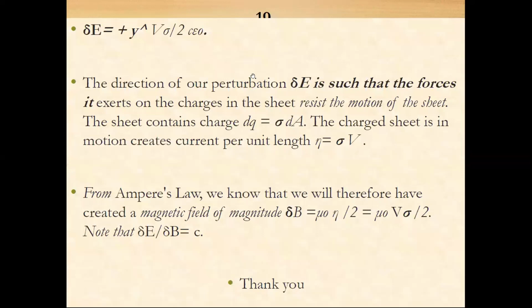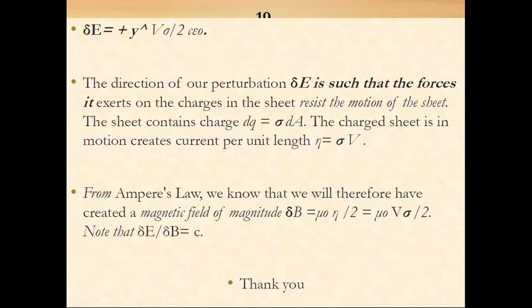So if V is the speed and y caret is the unit vector in the y direction, the electric field perturbation will be V by c sigma by 2 epsilon naught, which gives the same dimension as that of the electric field. This perturbation delta E is such that the force it exerts on the charge in the sheet will be resisting the motion of the sheet.